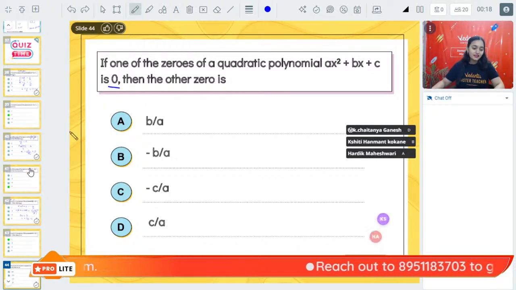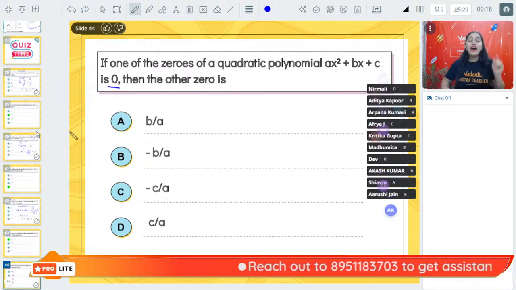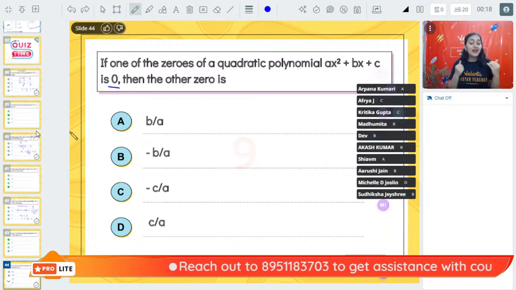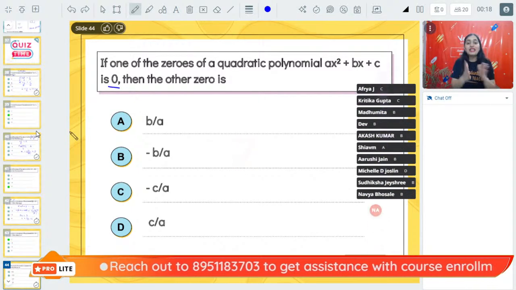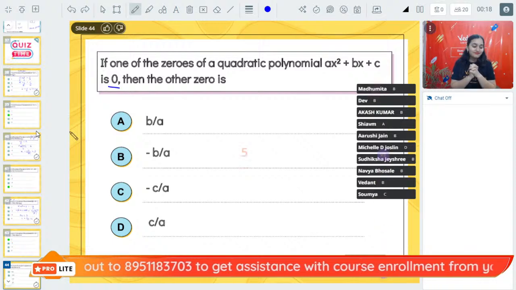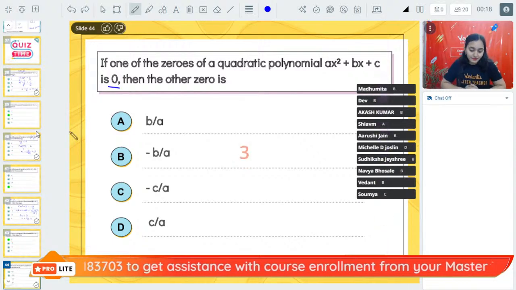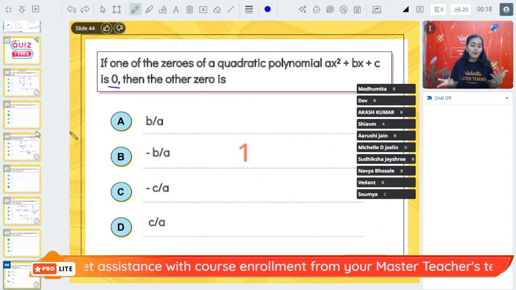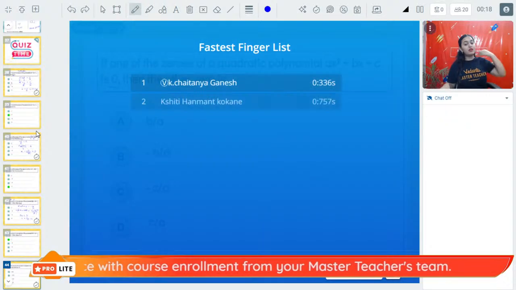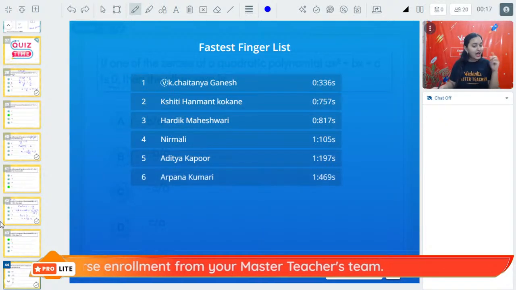Mark your answers. Now, after this quiz, we have another quiz, but that is GK Champions Battle. Now, what is GK Champions Battle? Class 9 students already know about it. I will tell you guys also about the GK Champions Battle after this quiz.